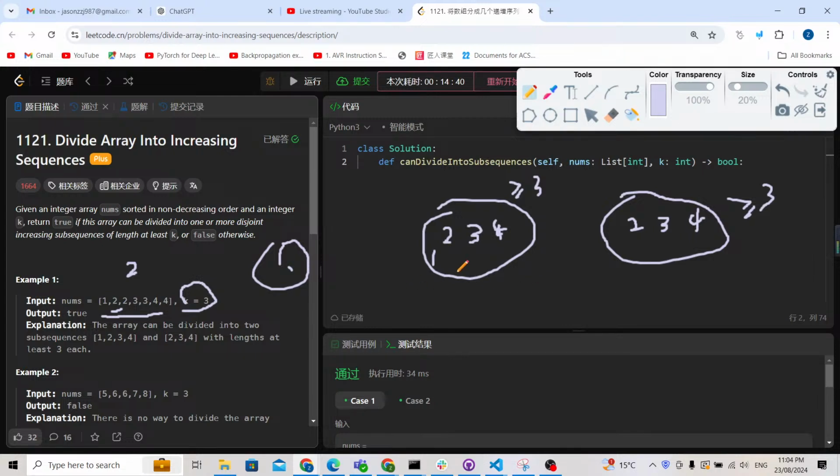What if we have other numbers, maybe another 4? We can put it into the first part or the second part, it doesn't matter. So now we can reach a conclusion. We're going to check the maximum frequency, which is 2. Now we're going to check the length of the array, which for this array is 7. So we use 7 divided by 2, which is 3. If this number is greater than or equal to k, and k is also 3, it means the answer is true. Otherwise, it's going to be false.